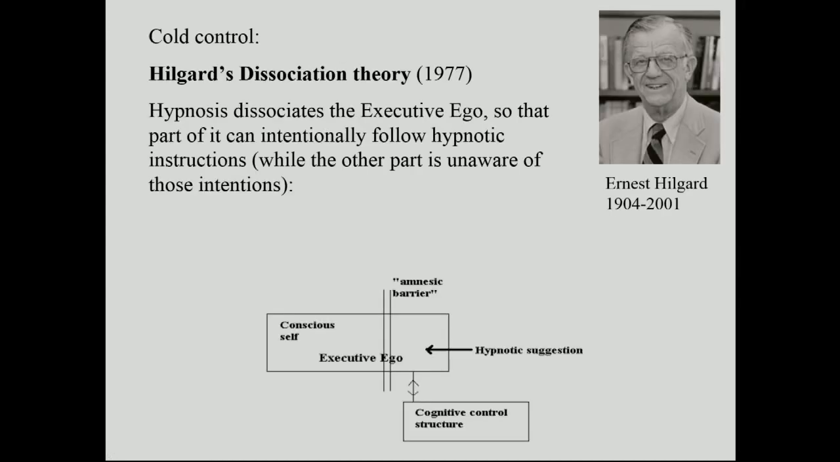Well, with Hilgard's dissociation theory, the executive ego was split into two. This half forms intentions to do things in order to carry out the hypnotic suggestion, but the other half is unaware, because of an amnesic barrier, of the intentions in the half that's been split off. So Hilgard's dissociation theory, at least, he talked about it in different ways at different times, but at least in this way of talking about it, involves having intentions without awareness of those intentions.